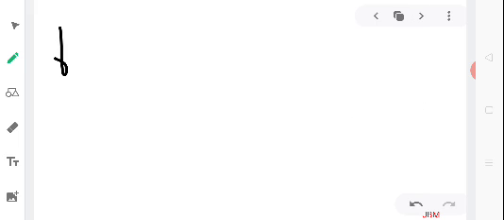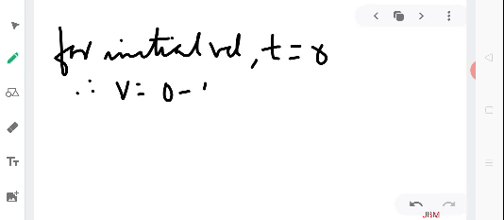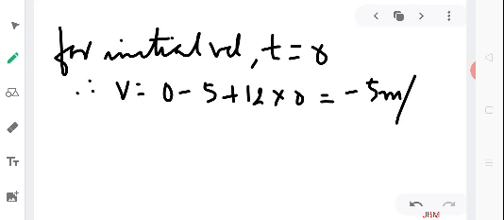Now, for initial velocity t is equal to 0. Therefore, v will be equal to 0 minus 5 plus 12 into 0. Isn't it? So that will give you minus 5 meter per second. So this is the value for initial velocity, that is minus 5 meter per second.